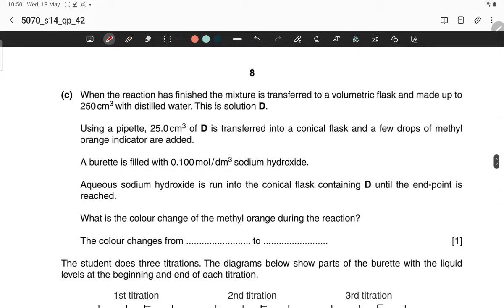When the reaction has finished, the mixture is transferred to a volumetric flask and made up to 250 centimeter cube with distilled water. The solution is D. Using a pipette, 25 centimeter cube of D is transferred into a conical flask and a few drops of methyl orange indicator are added. A burette is filled with 0.100 mole per dm cube sodium hydroxide. Aqueous sodium hydroxide is run into the conical flask containing D until the end point is reached.